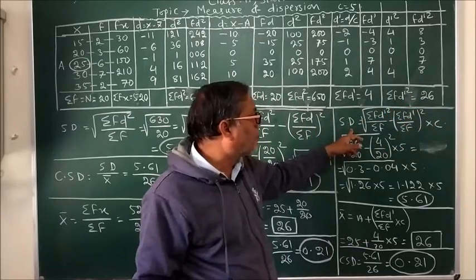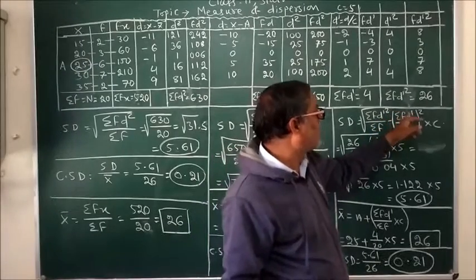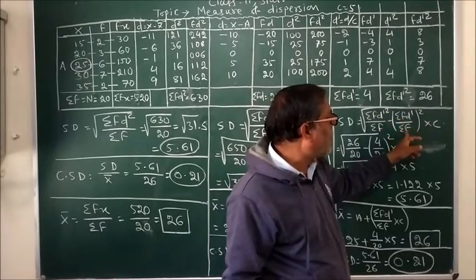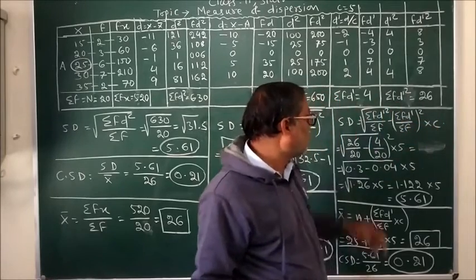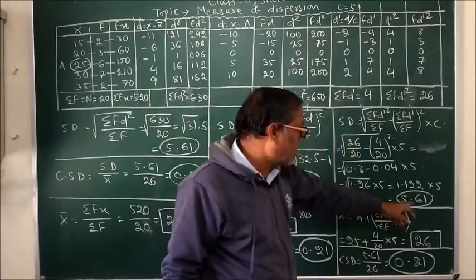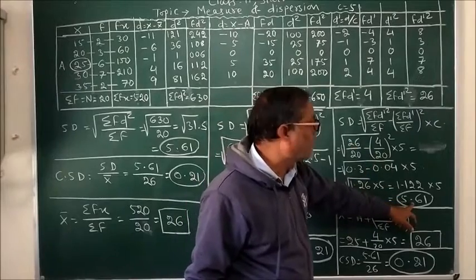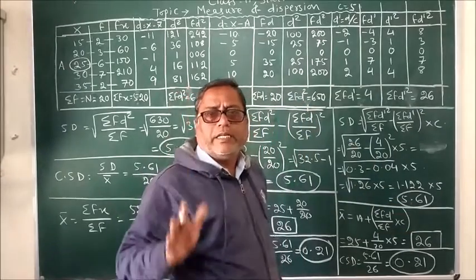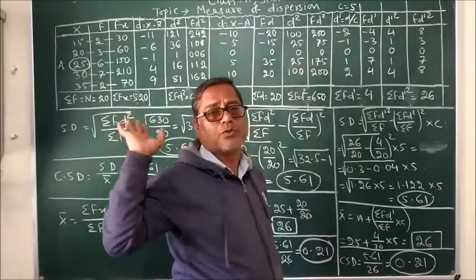Now the usual formula is the square root of summation FD1 square upon summation F, that is N, minus FD1 upon N whole square, into the common factor C, and the total root excluding C. In this way again we arrived at the same conclusion that the value of standard deviation is 5.61. Only we need to be proficient in the calculation of square roots.